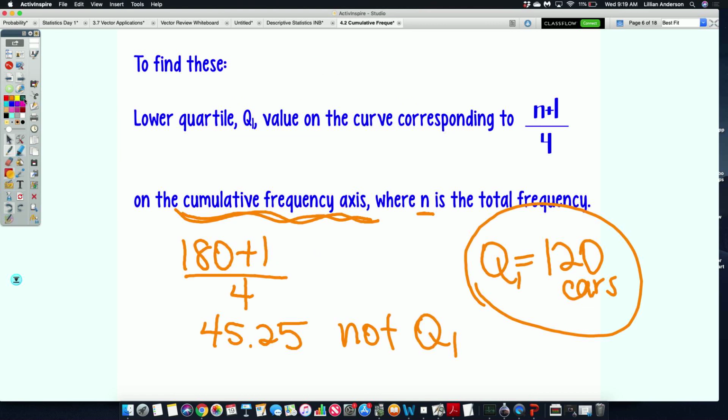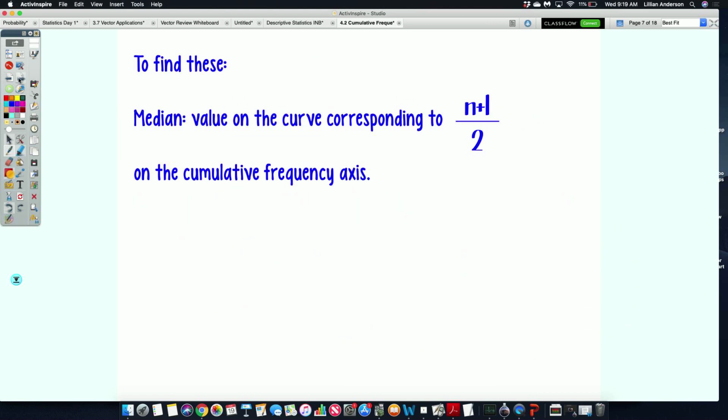Your median is your halfway point. It is the formula n plus 1 divided by 2. Again, that's where you go on your cumulative frequency axis to find your median. Does n still mean the same thing? N still means the same thing. It still represents your total frequency. Will it always mean the same thing? Yes, though your total frequency will be different depending on the data given to you. In our example, it was 180. So we'll do 180 plus 1 divided by 2. 90.5.